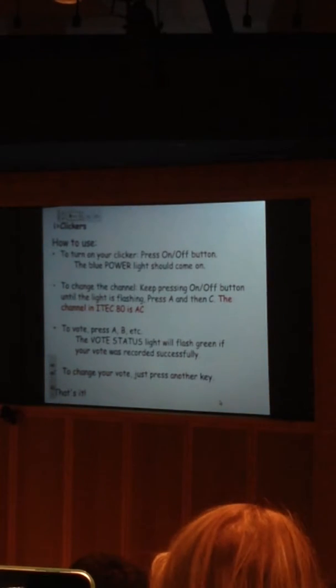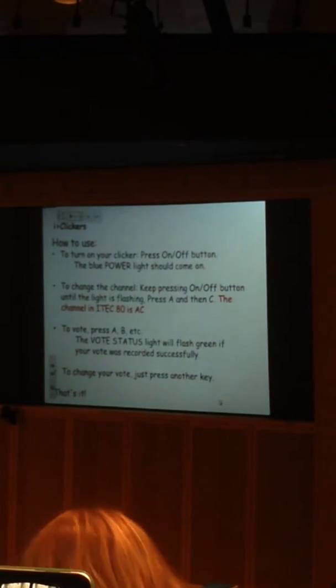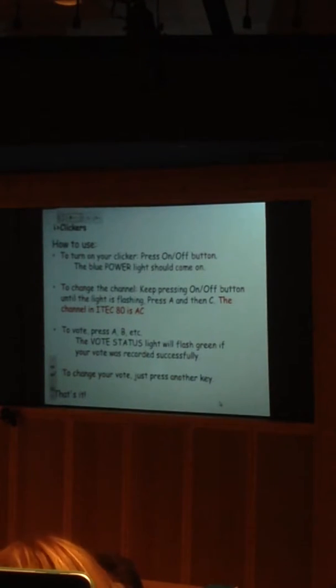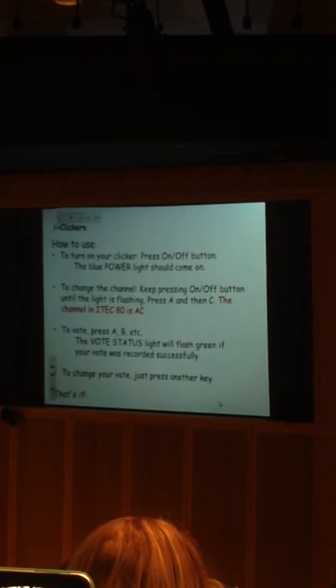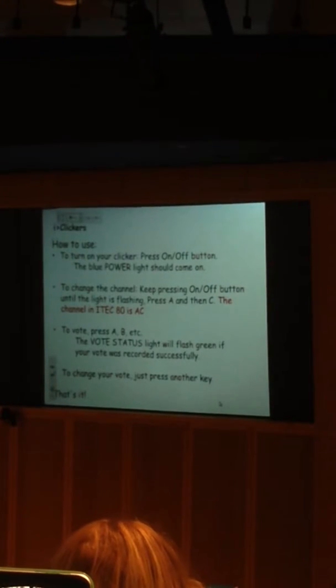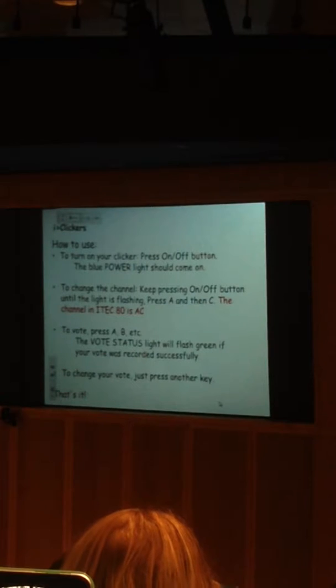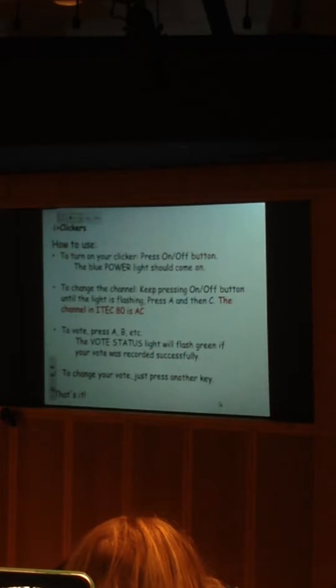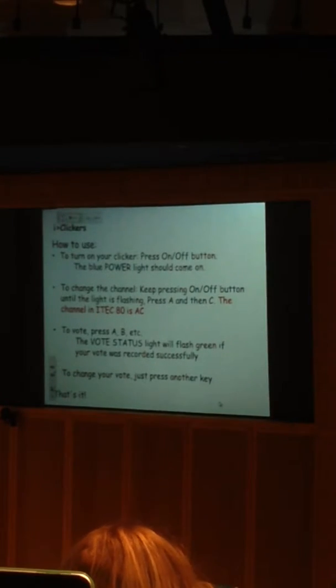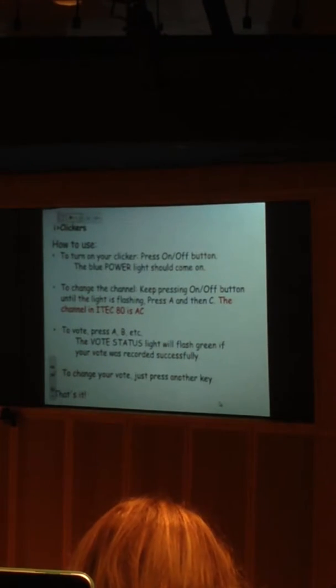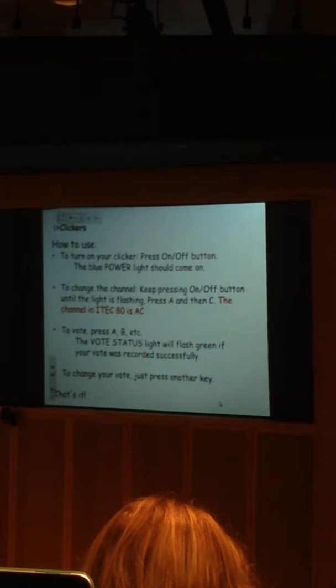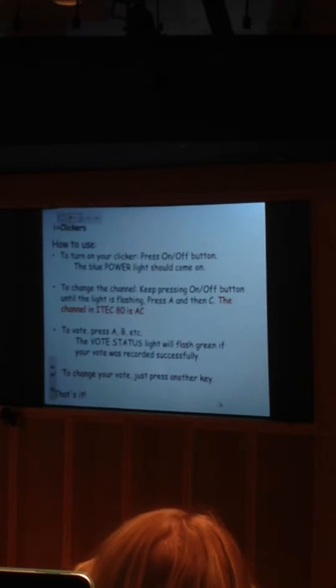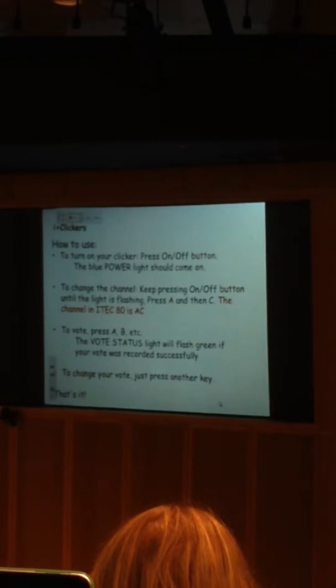So we're going to use the clickers in this class for the first time. Have you used the clickers before? Here are a couple of very easy ones. To turn on, you just press the on and off button. This classroom is channel A and C. So you need to hold on to your on and off button for maybe 2 or 3 seconds until the light flashes. Okay, do you get it? And then press A and C. So is everybody okay with this part? Okay, let's try it.